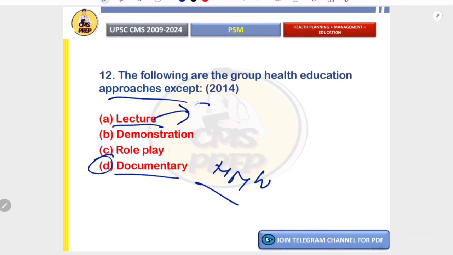Lecture is delivered to a small or moderate size group with scope for interaction. Demonstration is live teaching of a practical skill in a small group, for example ORS preparation, hand washing, etc. Role play is interactive and performed in a group setting to simulate real life situations. So the correct option is D.